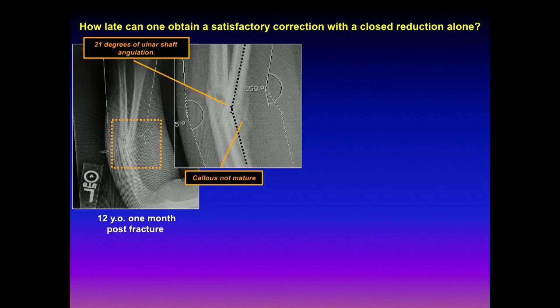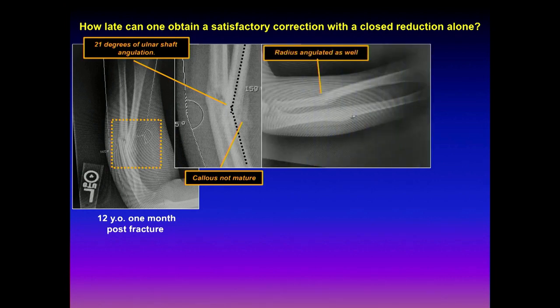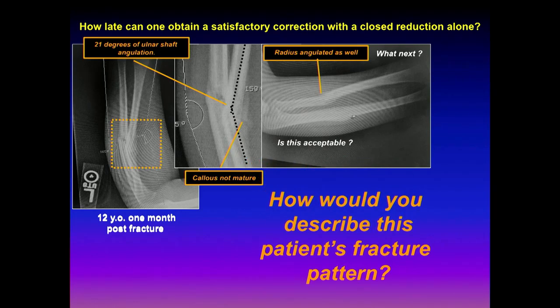He's already callused, but not quite mature, and the radius is angulated as well. Is this acceptable? No. So he's already a month out. You're going to tell him that it's going to be crooked and you'll have to do big surgery later on, or can you manipulate it? It's worth trying to manipulate it.